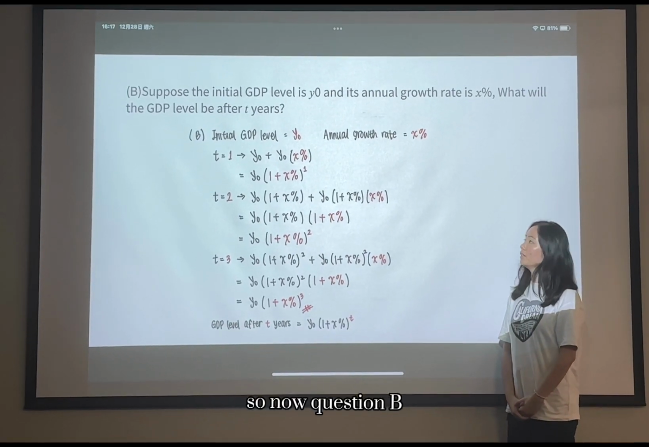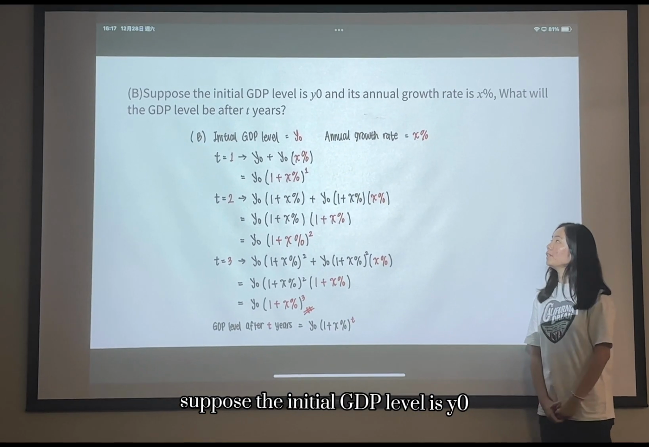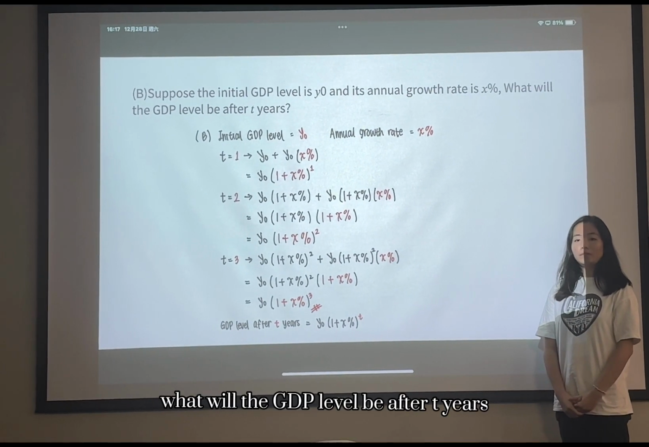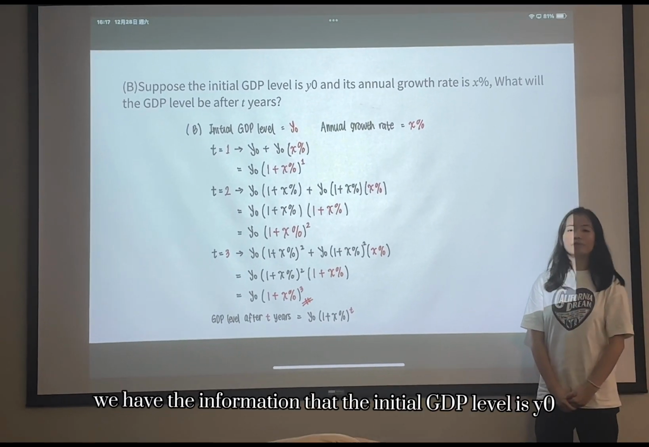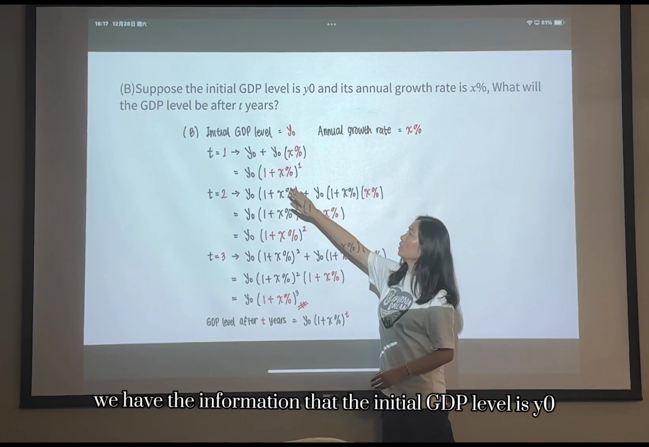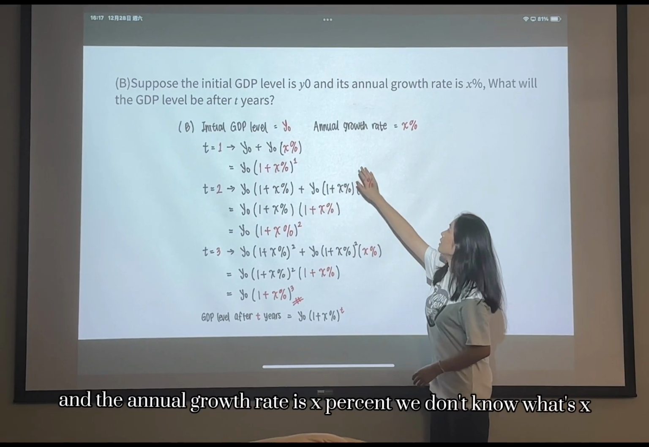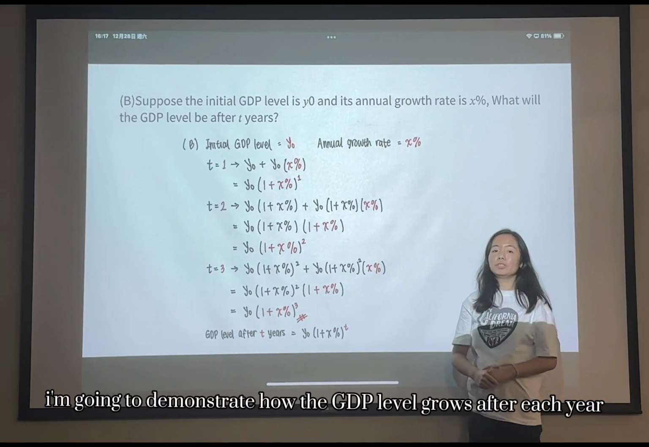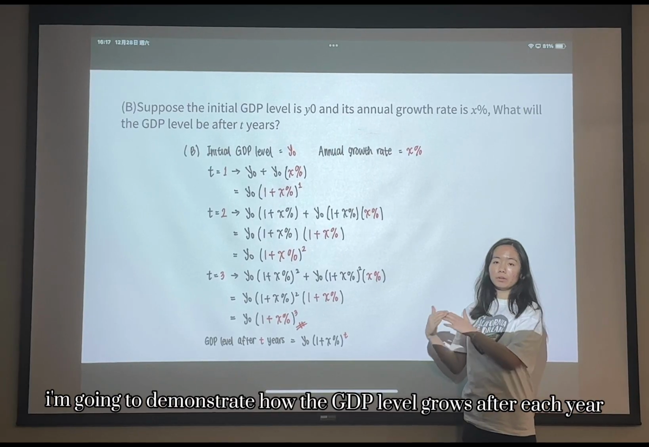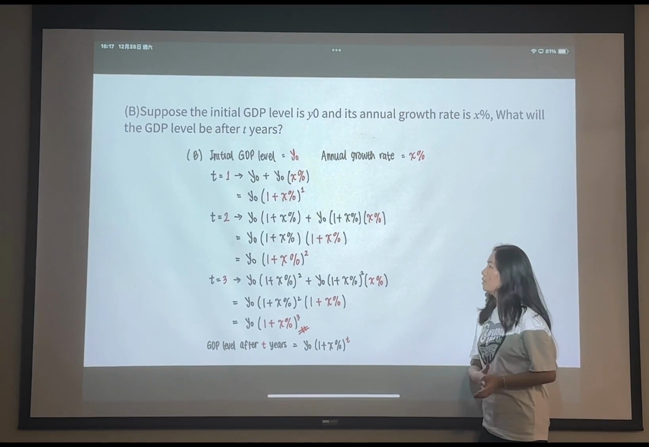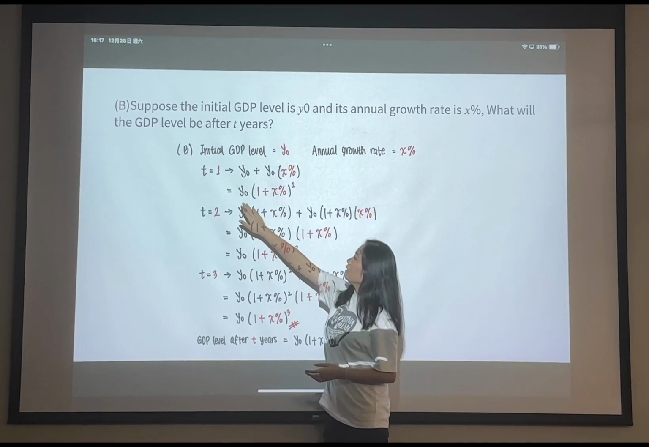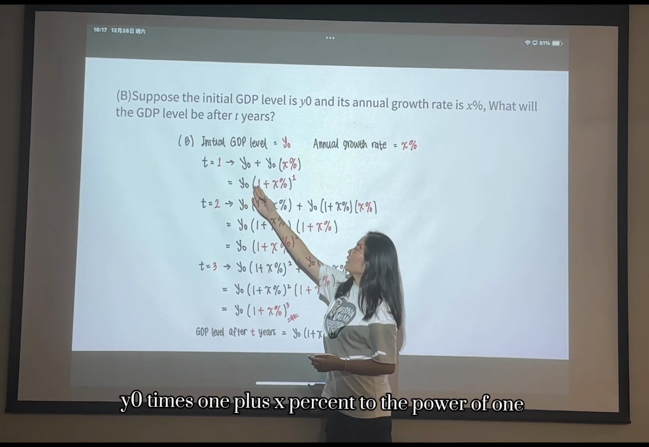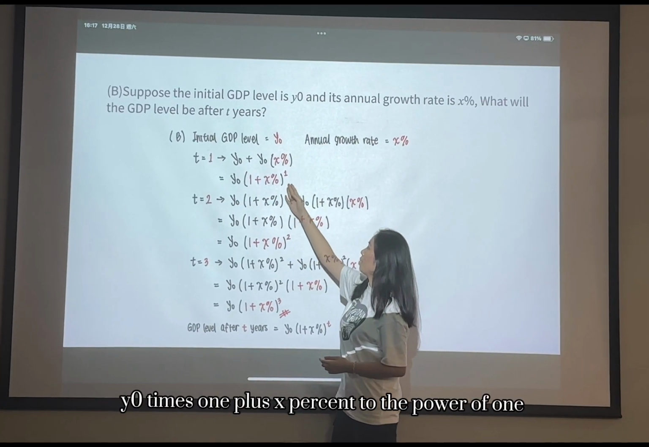So now question B, suppose the initial GDP level is Y0 and its annual growth rate is X%. What will the GDP level be after T years? And so now we have the information that the initial GDP level is Y0 and the annual growth rate is X%. We don't know what's X. And so now I'm going to demonstrate how the GDP level grows after each year. So after 1 year, the GDP level will be this. Y0 times 1 plus X% to the power of 1.